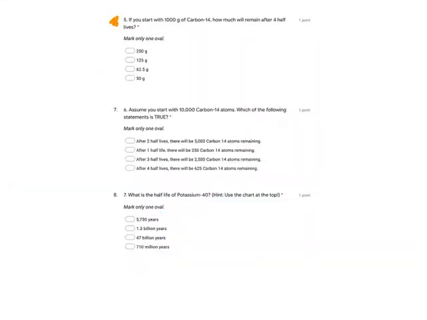Great job. Let's move on to number 5. If you start with 1,000 carbon-14 atoms, how much remain after 4 half-lives? So we need to divide 1,000 grams in half 4 times. So let's write out our work.